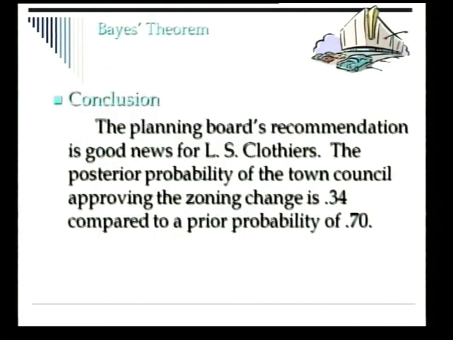So what is the conclusion now? The planning board's recommendation is good news for the closure's opponents. The posterior probability of the town council approving the zoning change is 0.34 compared to the prior probability of 0.70. So that is good news for them, that the probability has been reduced.